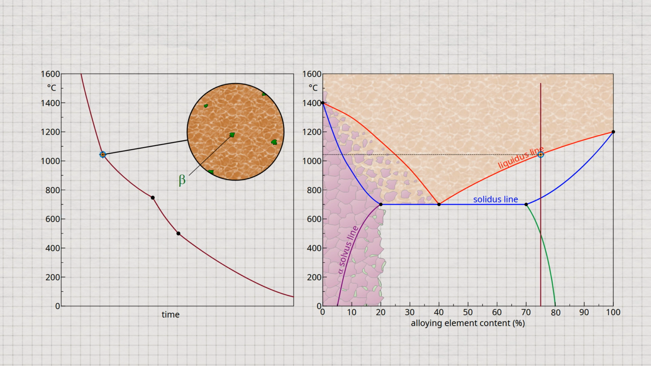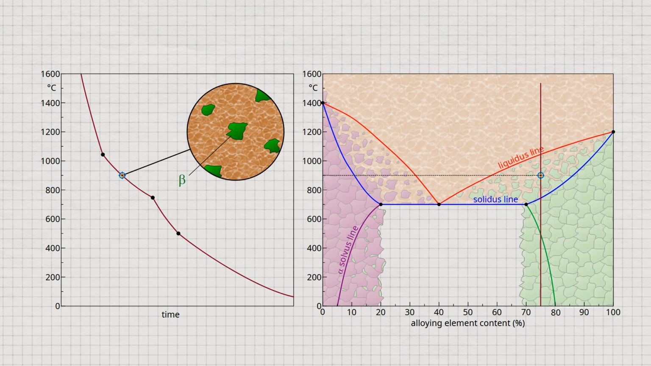This time, however, instead of alpha solid solutions, beta solid solutions are formed, consisting mainly of the alloying component, with atoms of the base material dissolved in their lattice. As cooling continues, the beta solid solutions become larger and larger at the expense of the melt. In this two-phase region, parts of the alloy are already solidified while others are still liquid.